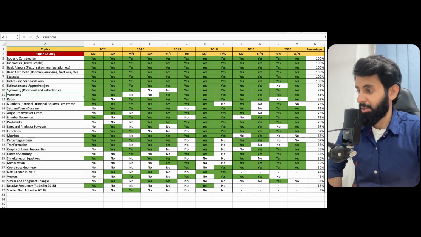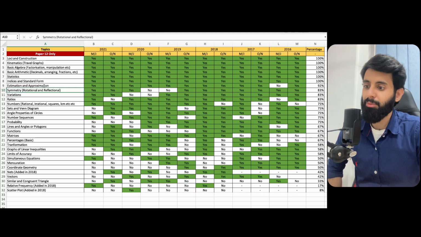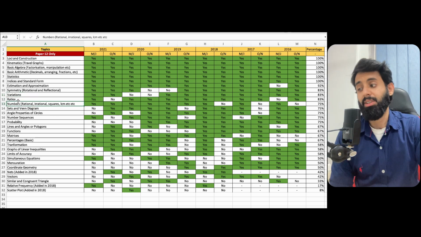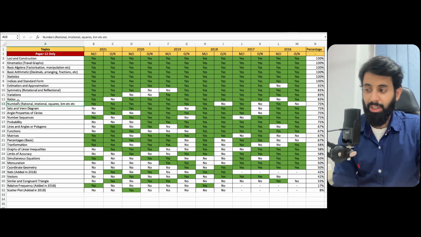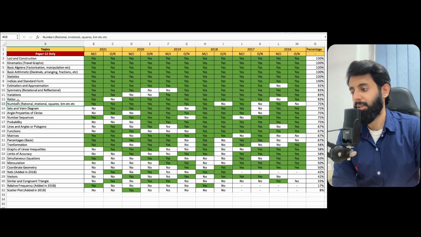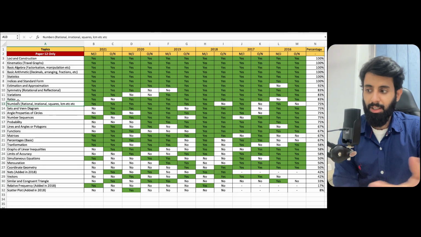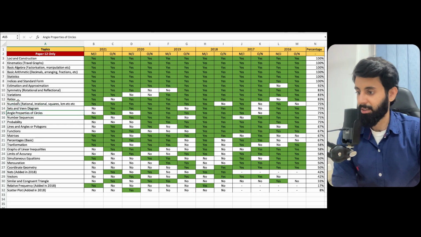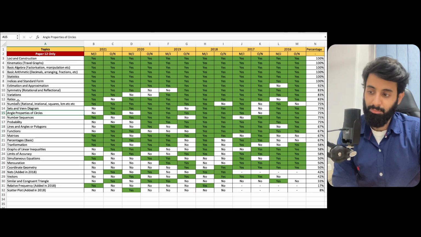Symmetry also is something that has come in nearly every single paper, except for the ones where I've written no. Just like that, you have variations, ratios, and numbers, which involve rational numbers, irrational numbers, square roots or perfect squares, cubes, turning one number into a multiple or factor of another, and finding the LCM and HCF. All of that falls under this topic. And then sets and Venn diagrams, again very important, as the percentage suggests. Angle properties of circles, again very important.